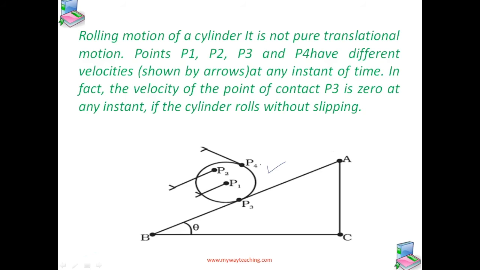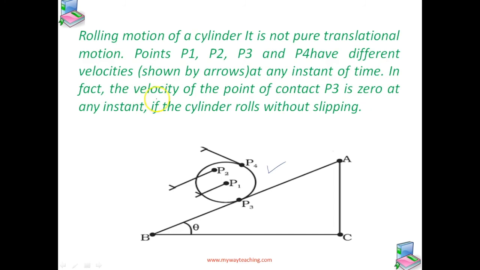So here we can't say it's pure translational motion because the velocity of all the particles at any instant of time is not the same. The first one, the rectangular block, was a pure translational motion. Here it's not pure translational; it's translational, but something else is added to it. So here you can see the rolling motion of a cylinder is not pure translational motion. Points P1, P2, P3 and P4 have different velocities at any instant of time.